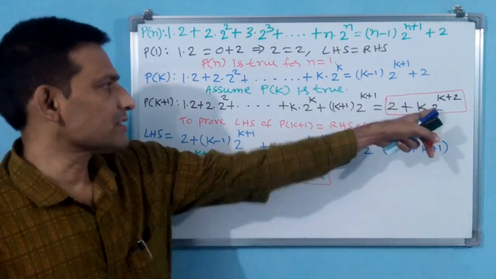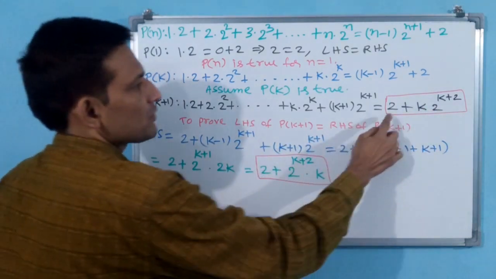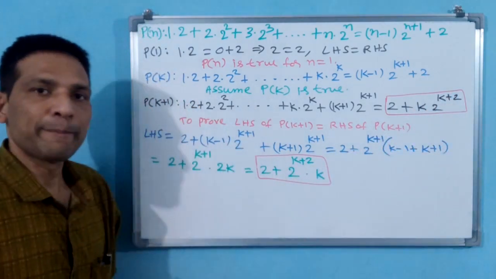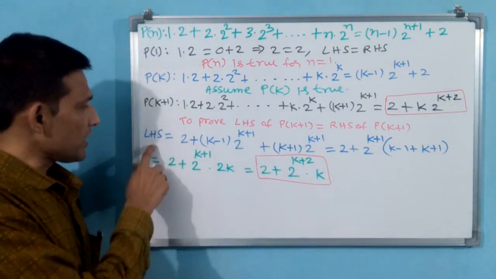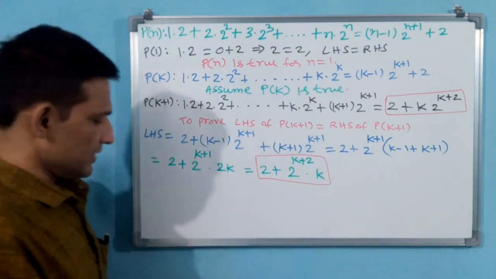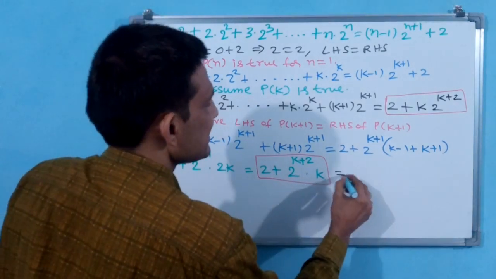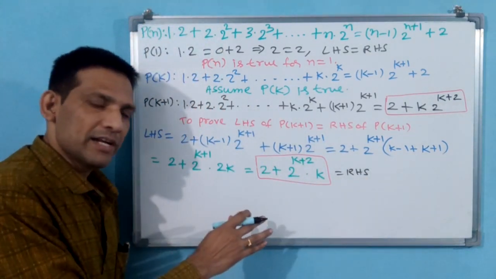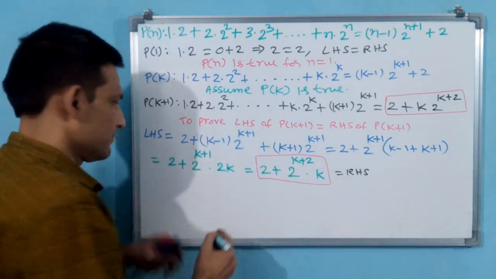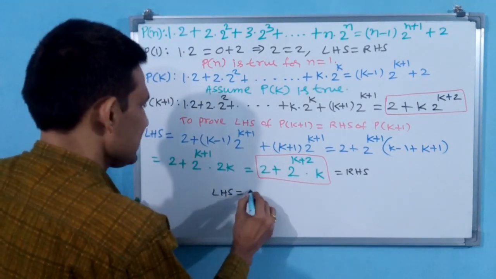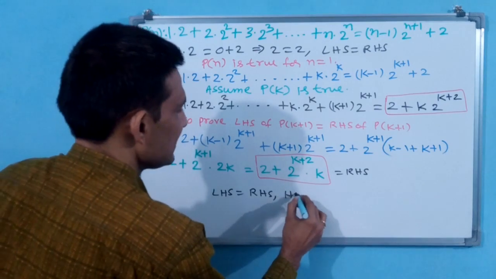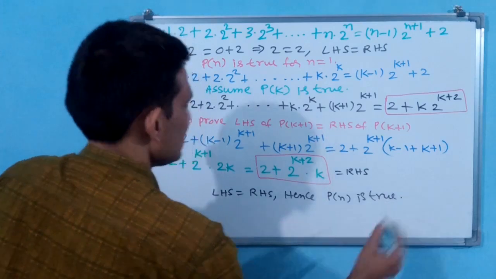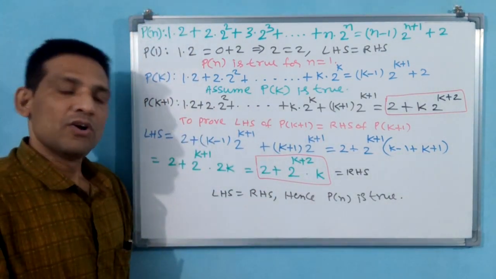This is LHS. RHS if you compare 2 plus k, 2 power k plus 2, 2 power k plus 2. Is it okay? Definitely okay. What you have to write? Is equal to RHS. Yes, definitely. You have to write this is equal to RHS. Okay. Finally, LHS is equal to RHS. Hence, P of N is true. LHS is equal to RHS, comma, hence P of N is true. This you write and close this question.